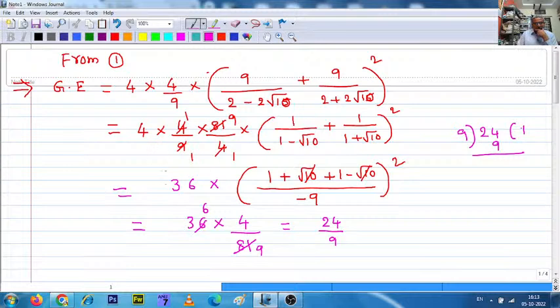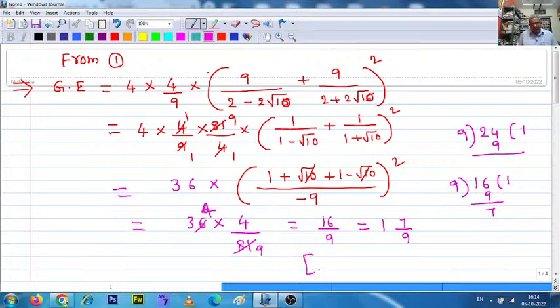So we have 9 into 4, 36. 36 is 4 by 81. 9 4s, this is 16 by 9, right. So 16 divided by 9, 9 2s are 18, 9 1s are 9, you will be getting 7. This is nothing but 1 7 by 9. So the integral part of the given integer, that is equal to the integral part of 1 7 by 9 is equal to 1. So this is the answer.